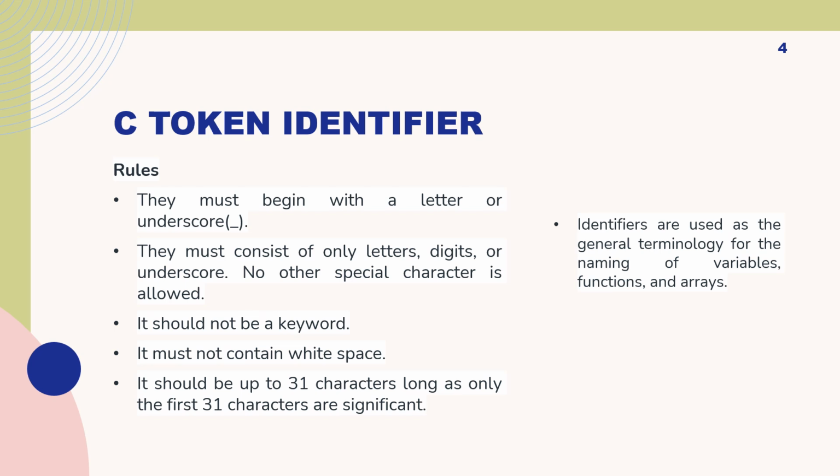Once declared, we can use an identifier in later program statements to refer to the associated value. And once again, what is an identifier? It is the general terminology used for naming the variables, functions, and arrays. And the rules are given like, it can only be letters, digits or underscore, no special character is allowed.